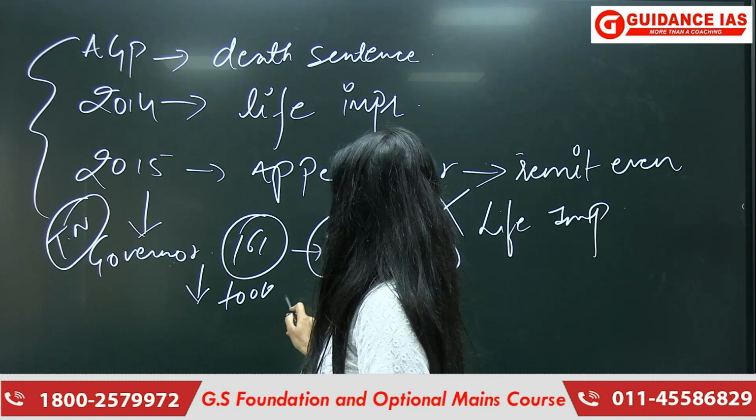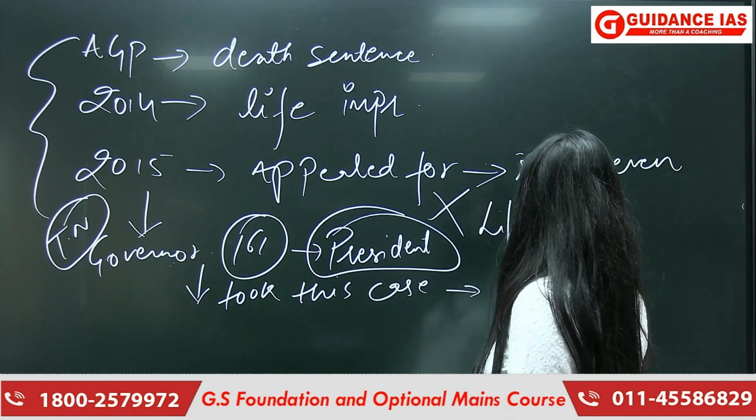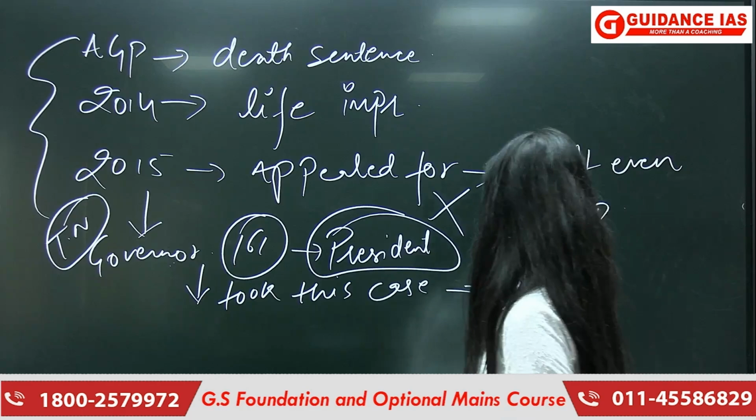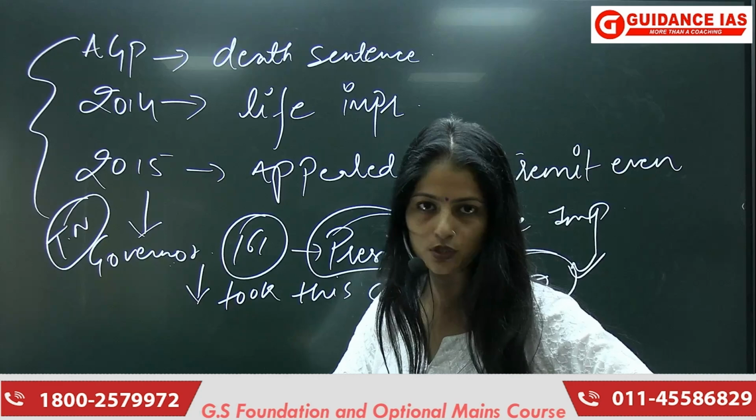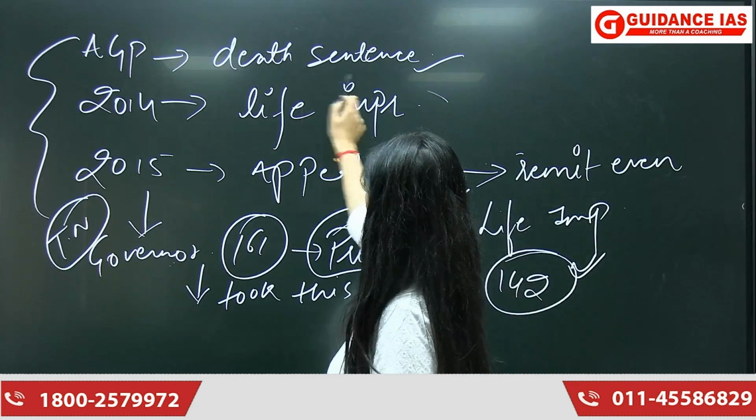Took this case and using Article 140 and basically Article 142, which again gives the extraordinary power to the Supreme Court. Okay, I hope this is clear to you. Let me just repeat. He was given a death sentence in May 2014. It was remitted to life imprisonment. He appealed to remit even this life imprisonment.